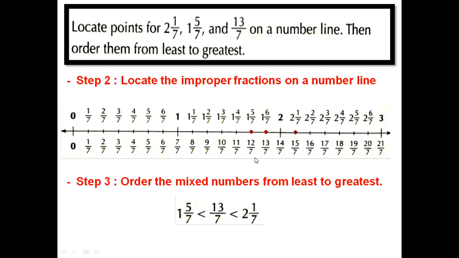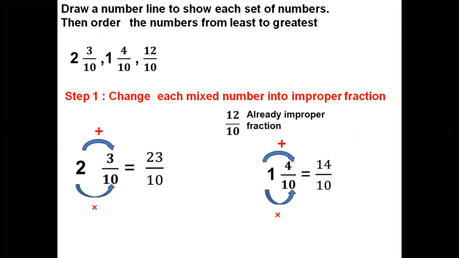Okay? So after that, if you want to order them from least to greatest, look, which one comes first? 1 and 5 over 7, or it's actually 12 over 7, then 13 over 7, and then the 15 over 7, which is 2 whole and 1 over 7, comes last because it's the greatest.